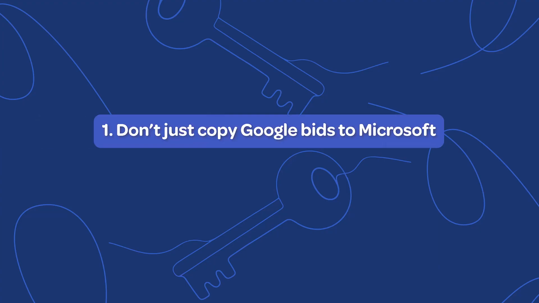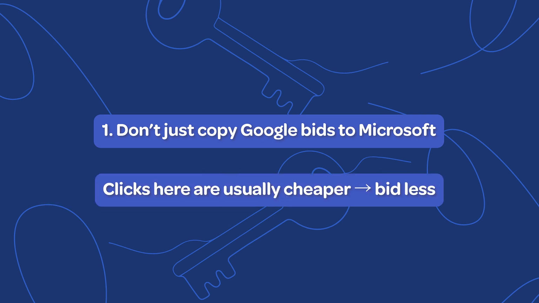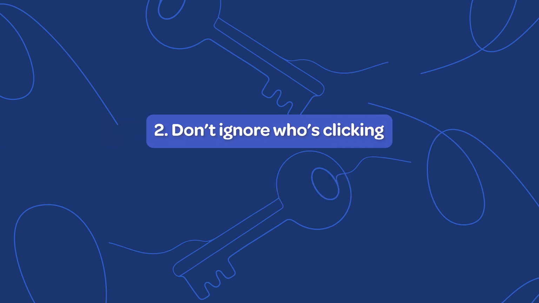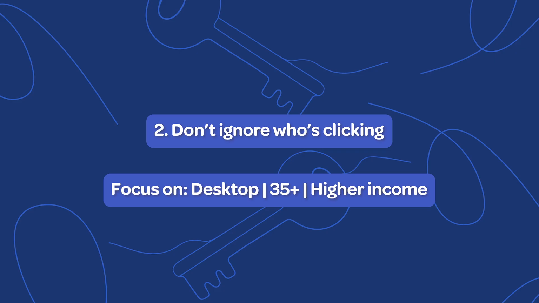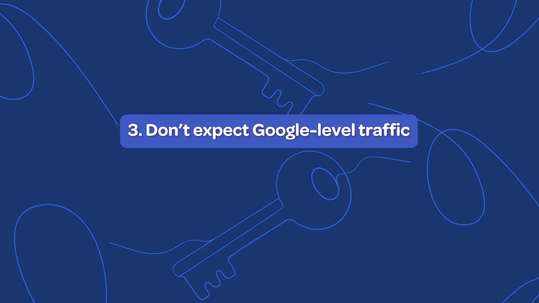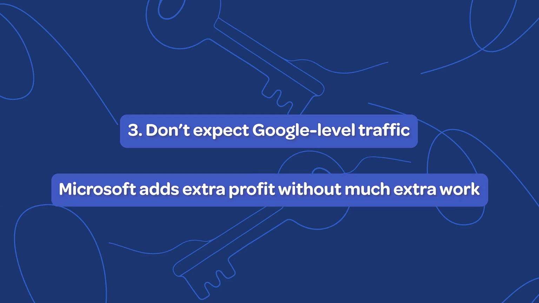Now, let me save you from a few mistakes that I see all the time when my team and I audit Microsoft ad accounts. Number one, don't just copy your bids from Google over to Microsoft. Clicks here are usually cheaper, so you can reduce those bids and save money. Number two, don't ignore who's actually clicking. This isn't the same crowd as Google. Focus on desktop, 35 plus, high income. That's where Microsoft performs best. And number three, don't expect Microsoft to replace Google, but it will add some extra profit without a huge amount of extra work.